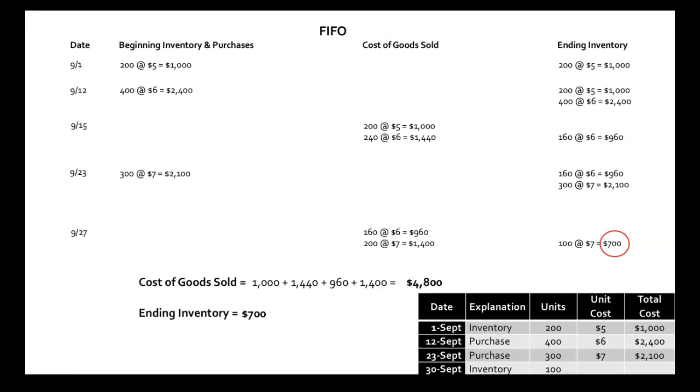Now, you'll notice we didn't worry about the selling price at all, right? There's a difference between the selling price and the cost. And when we are dealing with FIFO, LIFO, average cost, we can throw the selling price out the window. That does not come into play here.